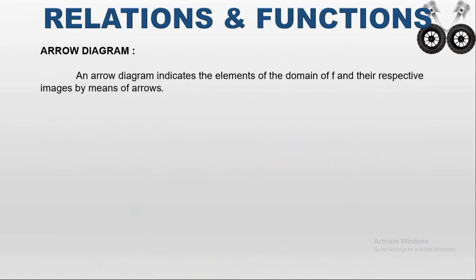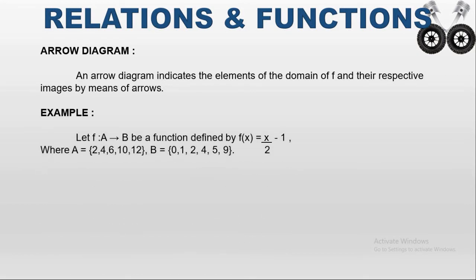Next one is the arrow diagram. What is an arrow diagram? The elements of the domain of f and their respective images are indicated by arrows. For example, consider two sets, capital A and capital B. These two sets are non-empty sets. Then f is a function from A to B, that is f of x equal to x by 2 minus 1. Here A represents the domain elements, and B represents the images of the domain values.